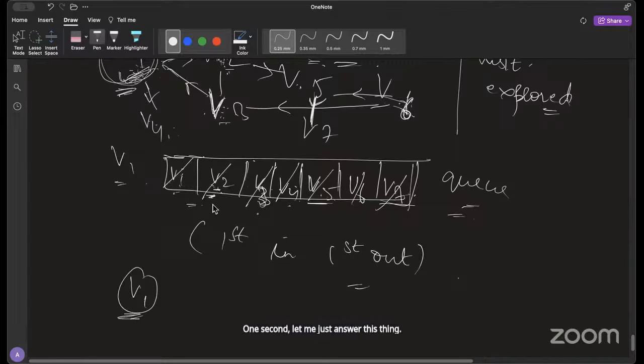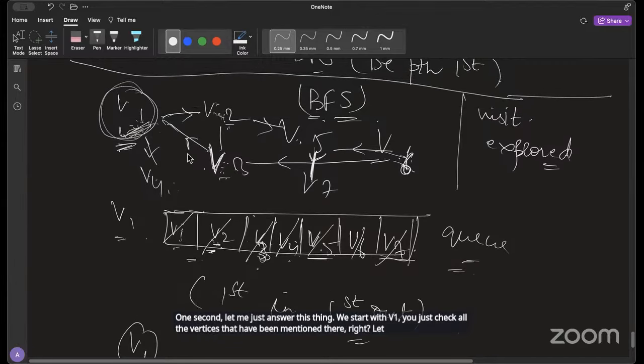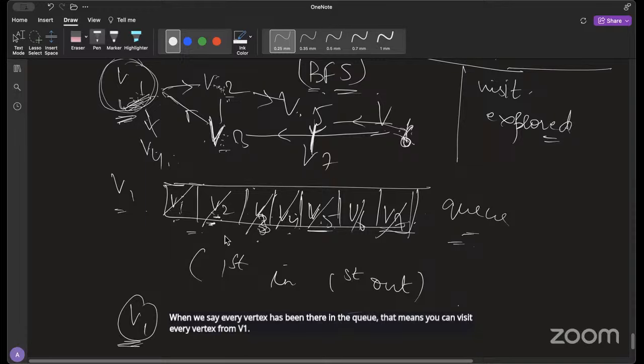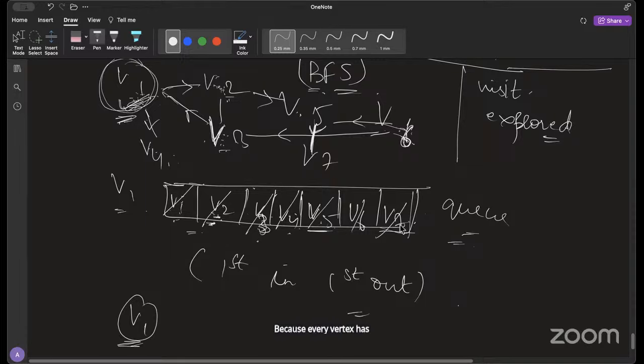So you start with V1, you just check all the vertices that have been mentioned there. It'll be more clear when we do it in a directed graph. Then you will be able to see which vertices can be visited from V1. When we say every vertex has been there in the queue, that means you can visit every vertex from V1, because every vertex has been covered in the queue.